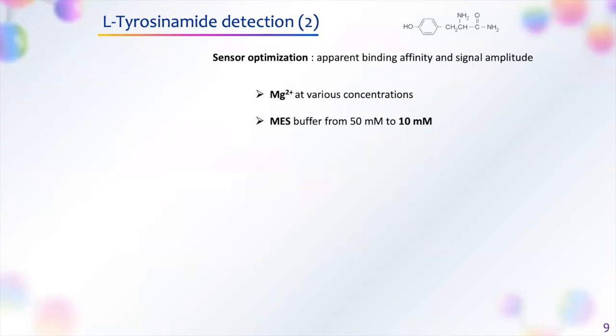The next step consisted of improving our sensor by playing on two parameters. Firstly, we added magnesium at various concentrations because numerous papers have shown that magnesium has stabilizing effects on the active conformation of aptamers, promoting the target binding. So we thought it may improve the apparent binding affinity, but in return, we expected a reduction of the signal amplitude. Secondly, we reduced the MES concentration and consequently the sodium concentration because we assumed the ionic strength may influence the maximal response obtained.